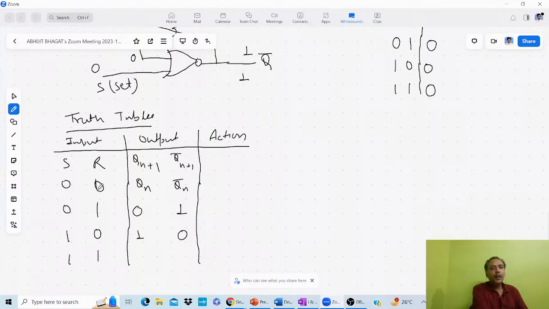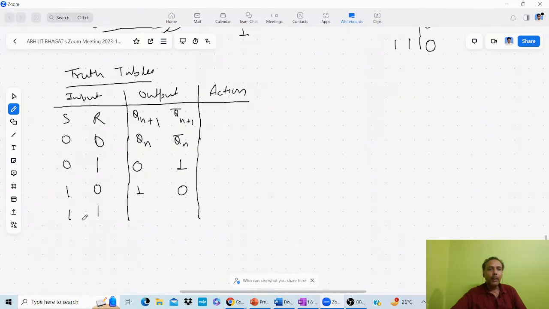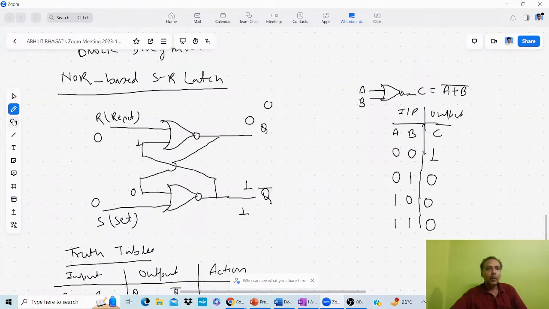Okay. Now next is 1 1. When you supply the 1 1 to the input side. To see what happens when we supply the 1 1, first erase this 0.